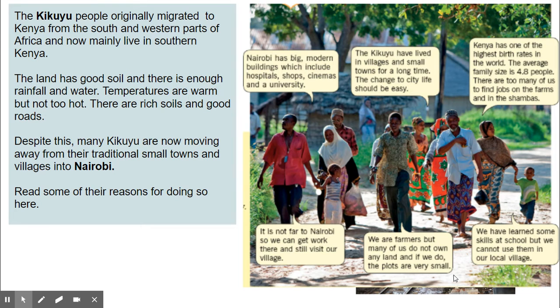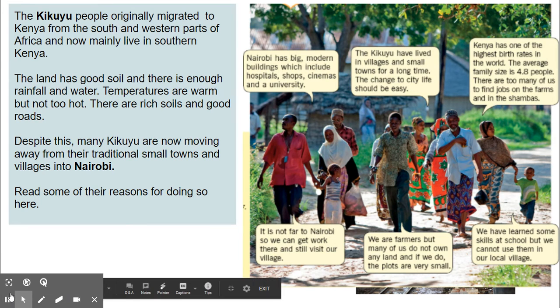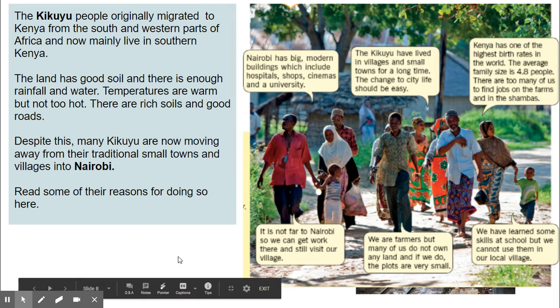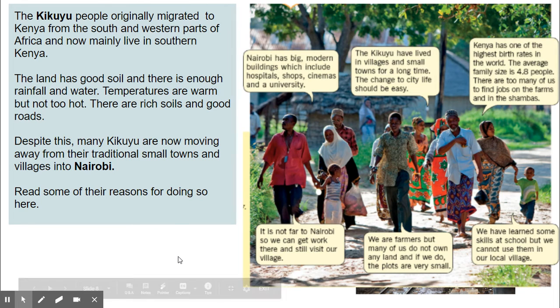One person notes that because Kenya have very high birth rates and because their families are quite big, there are just too many of them in the countryside to find jobs on the farms and in the shambas. A shamba is actually just a small plot of land. So a shamba is like a very small farm. Another person says that it's not far to go to Nairobi, so that they believe that they can go there and get work and still come and visit their villages once every couple of months or so.